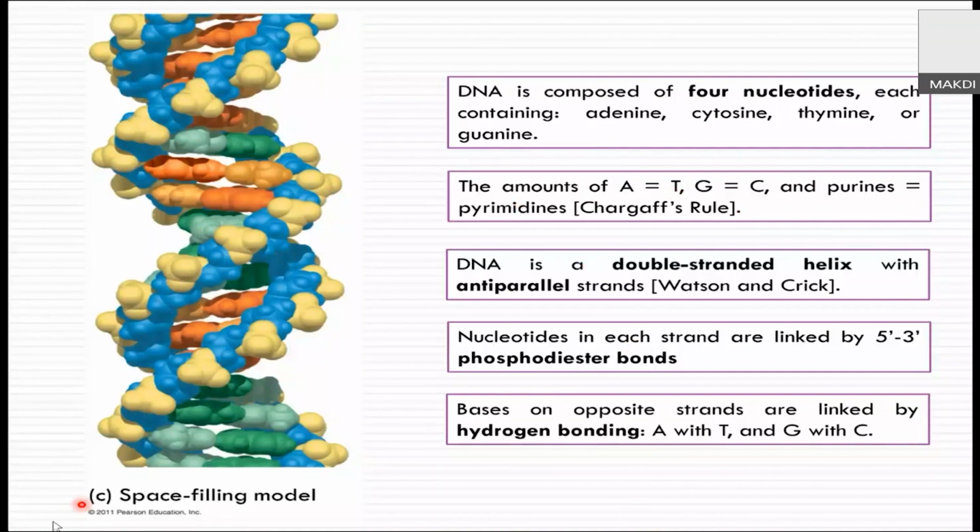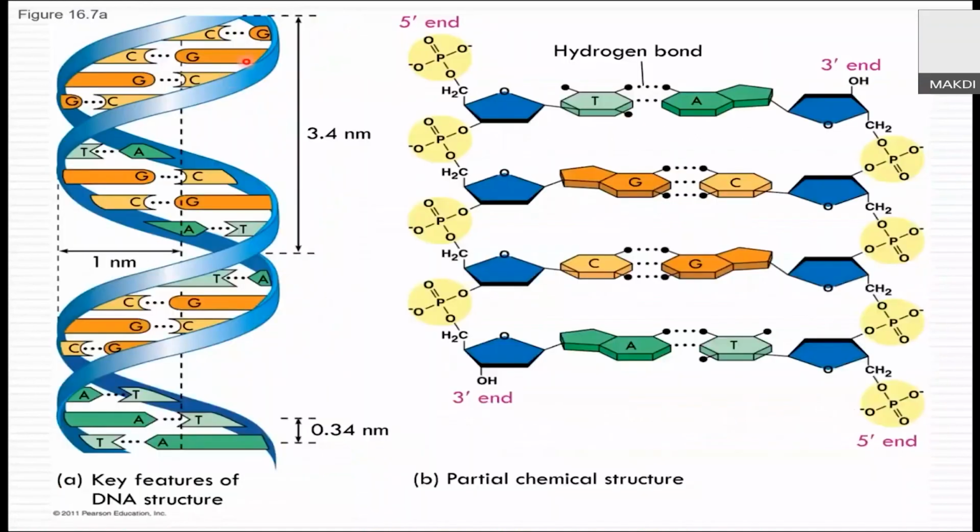Okay, like this one. This is the first strand linked together by phosphodiester bonds. The second strand, same, linked together by phosphodiester bonds. But between the two strands, GC and AT, they are linked together by hydrogen bonding. Here. TGCA, they are linked by phosphodiester bonds.